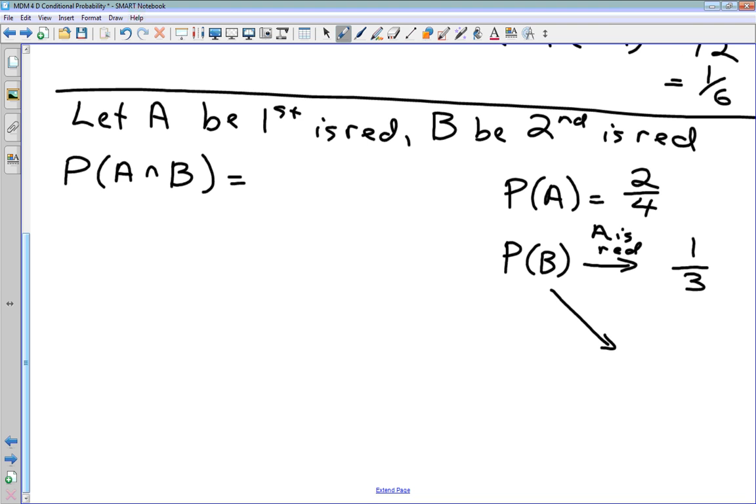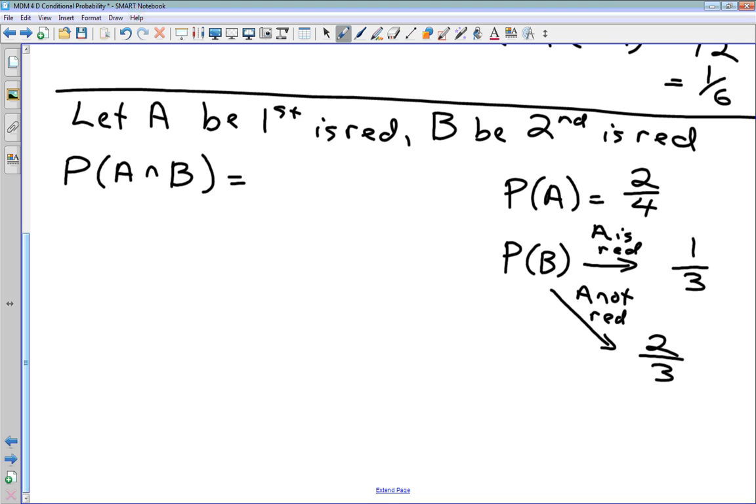But if A does not occur, if our first one is not red, then what's left in the deck? Well, if we've taken out a black one on our first choice, we have 2 red cards left in the deck out of 3 cards. So the probability of event B depends on whether or not A occurred, whether or not we got a red card in our first one.